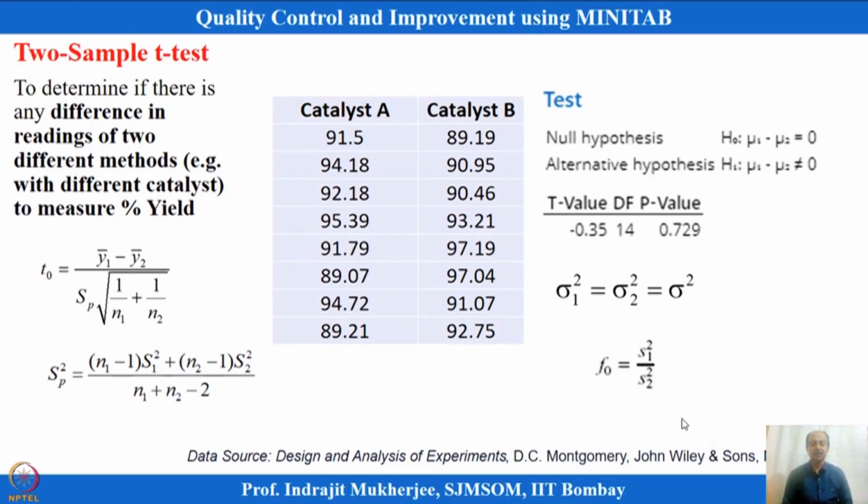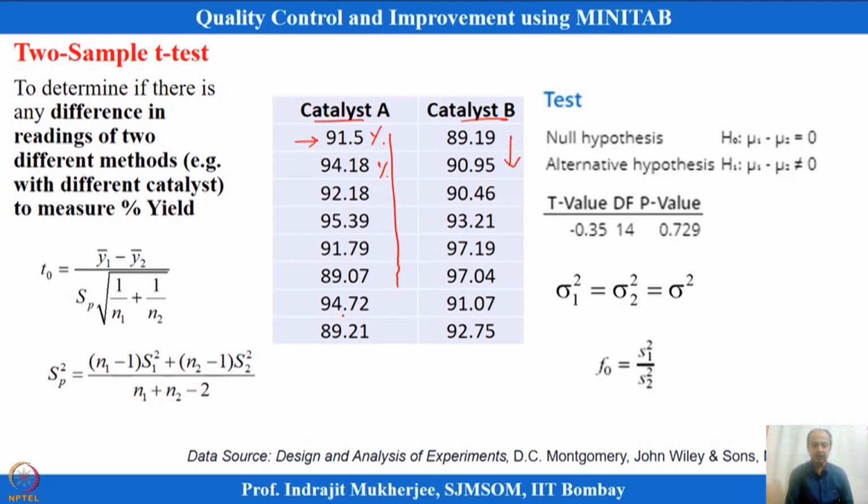The problem I am highlighting here is that 2 different catalysts are used in a chemical process, and the experimenter is interested in knowing whether to use catalyst A or catalyst B, which improves the yield. I have data observations from catalyst A: when I used catalyst A, what was the yield? This is the percentage yield that was reported. And this is catalyst B, with the sample observations and the yield percentage measured.